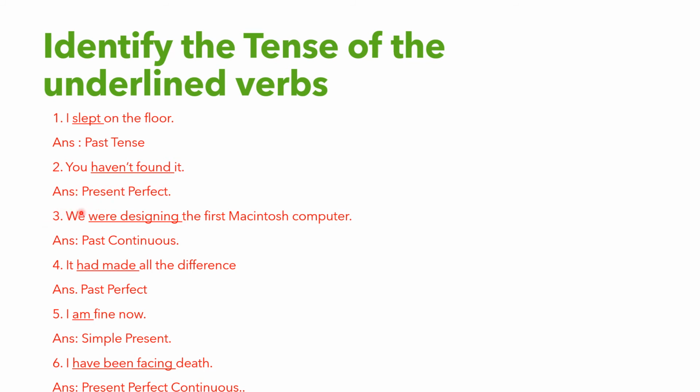The third example, we were designing the first Macintosh computers. So were designing is the past continuous tense. The fourth example, it had made all the difference. The underlined verb is had made. So it is in the past perfect tense. The fifth example, I am fine now. Am is the simple present. Am, is, are, they're all simple present. The sixth example, I have been facing death. So have been facing is the verb. The tense is present perfect continuous.